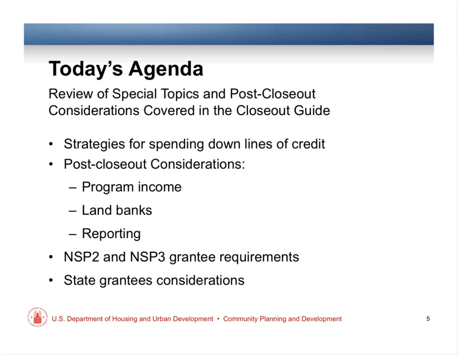So for today's agenda, we're going to talk about some strategies for spending down your line of credit. As you know, you'll need to spend down that line of credit before you can begin the closeout process. We'll also talk about some post-closeout considerations, including program income, land banks, and reporting. Then we'll move on to cover some topics that are really unique to just NSP2 and 3 grantees, as well as some considerations that state grantees need to make.